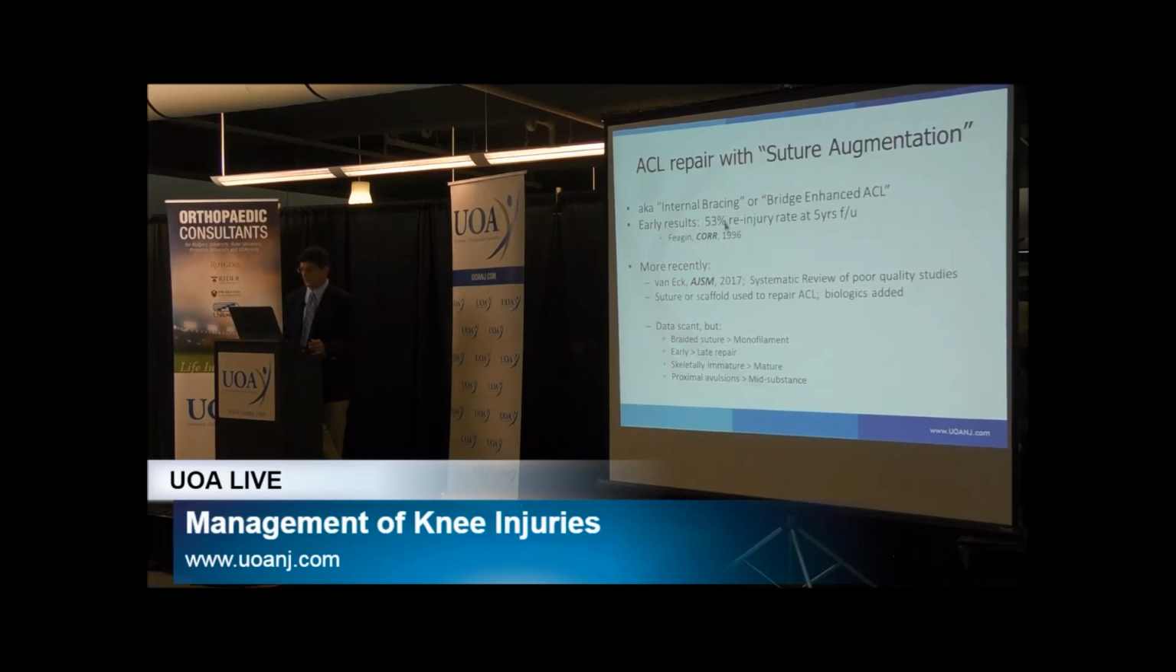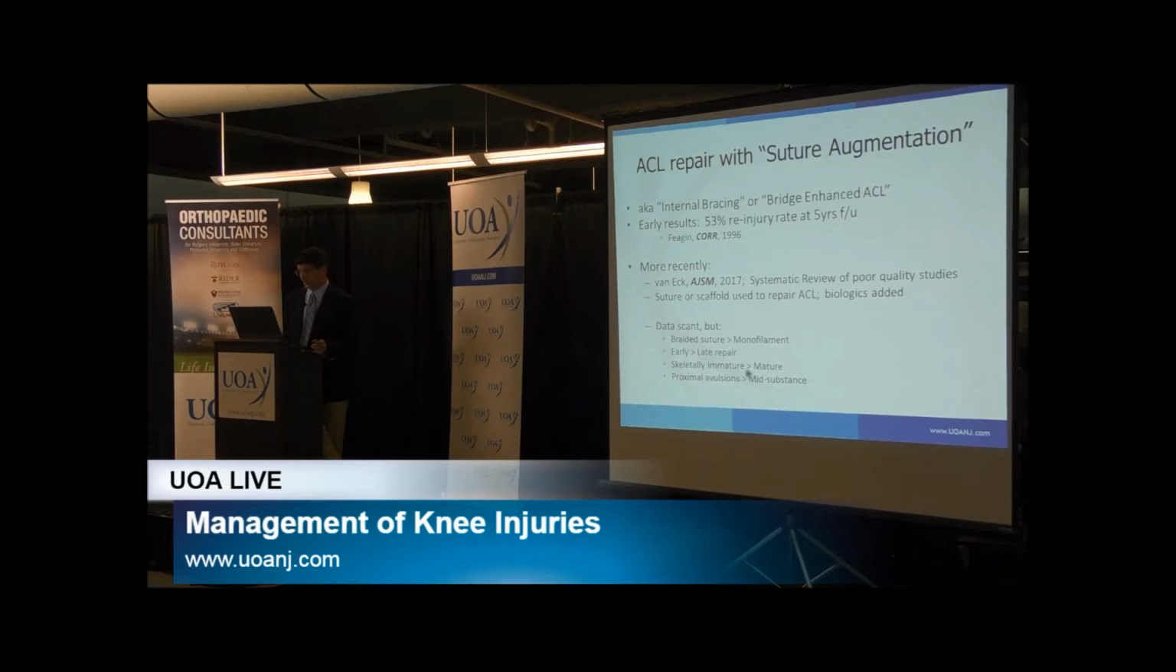Part of the reason we do a reconstruction is repairing the ACL failed at a high rate back in the 80s and early 90s. And then there aren't any good studies to really tell us who can benefit from it. But a systematic review of these poor studies showed that if you are going to try and repair the ACL back to the femur, a braided suture is better than a monofilament suture.